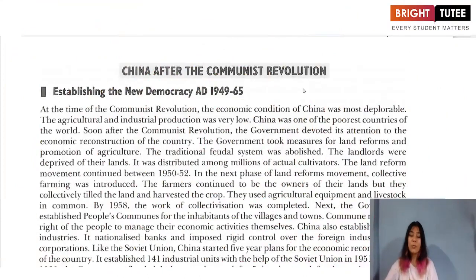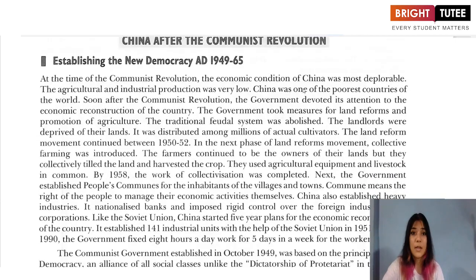So those were some of the causes which were responsible for the success of the communist revolution in China. Now let us see what happened after the communist revolution. What happened after Mao Zedong declared China as communist China?